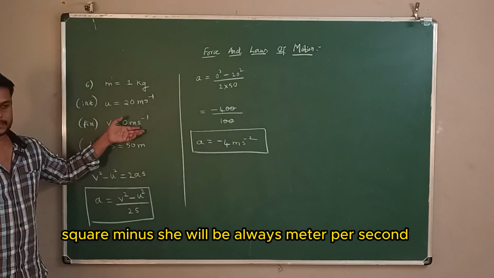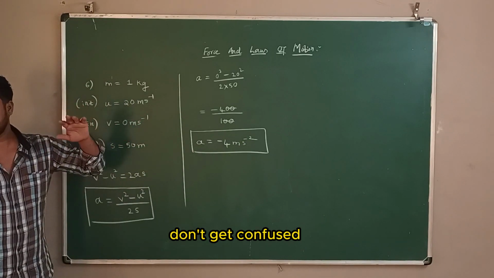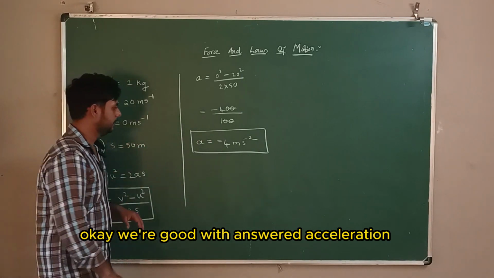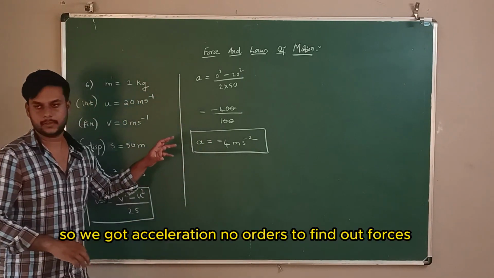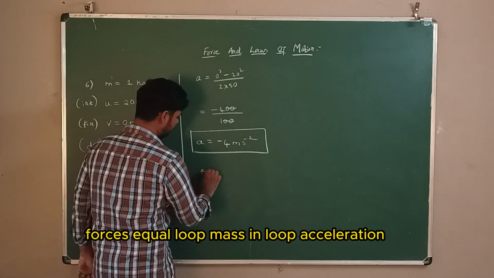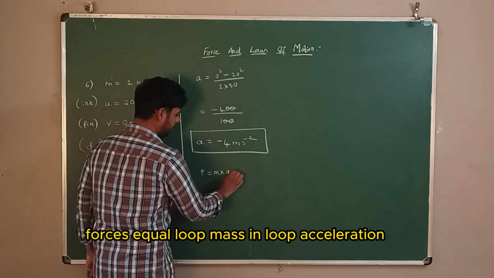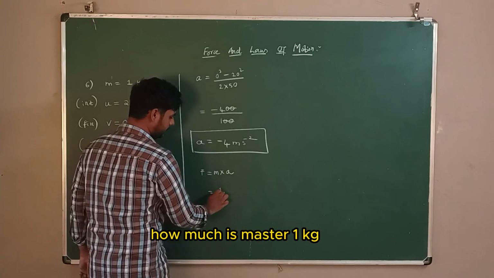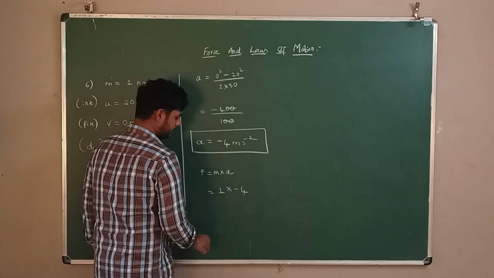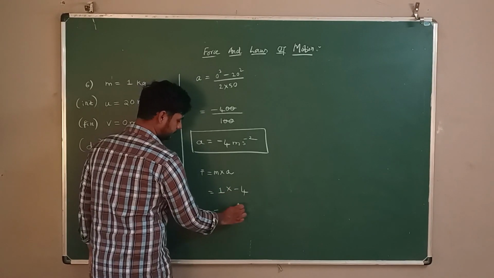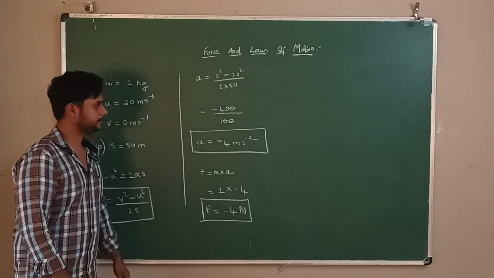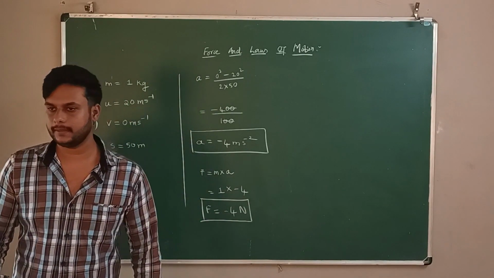Velocity will always be meter per second. Confused? Don't get confused. Acceleration is different, velocity is different. Understood the acceleration now? So we got acceleration. Now what should I find? Force. Force is equal to mass into acceleration. How much is mass? 1 kg. Easy.